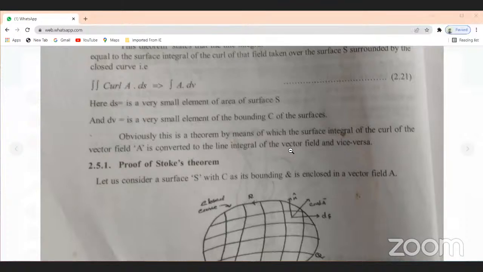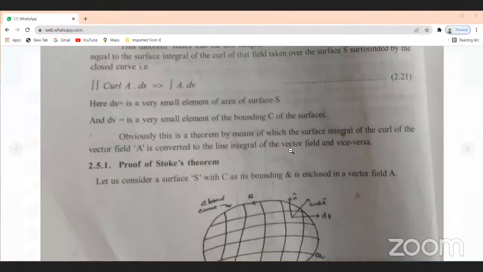AB is the curve, so the length of the AB curve is L. In this curve you assume one value: the value of length is dl. There is an assumed point, a vector point, whose direction is A. Then the value at the point is A dot dl. So that is the matter.